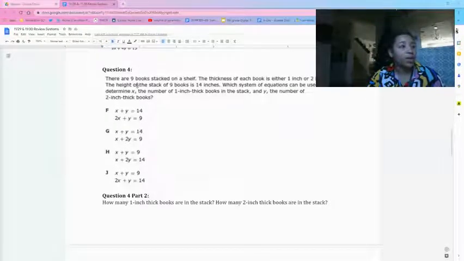Question 4. There are 9 books stacked on the shelf. The thickness of each book is 1 inch or 2 inches, and the height of the stack of 9 books is 14 inches. Okay. Which system of equations can be used to determine x, the number of 1-inch books in the stack, and y, the number of 2-inch books in the stack? So one thing we have to know is we have 2 different books. And I'm going to label one book 1 inch as x.